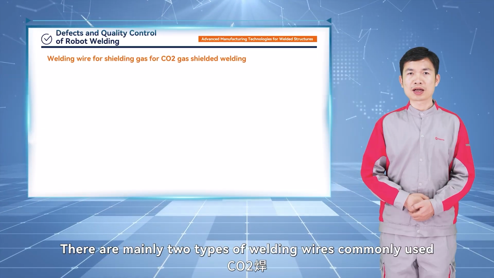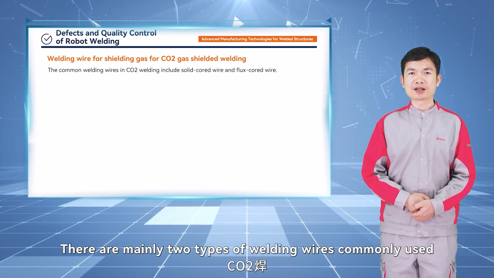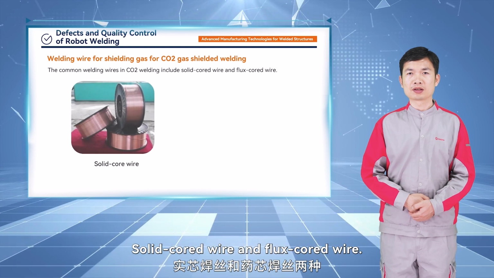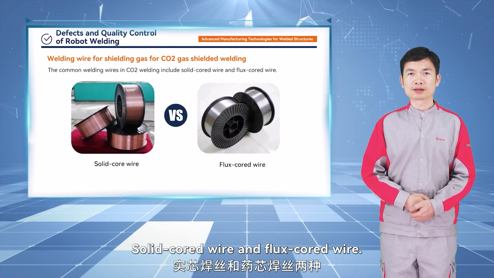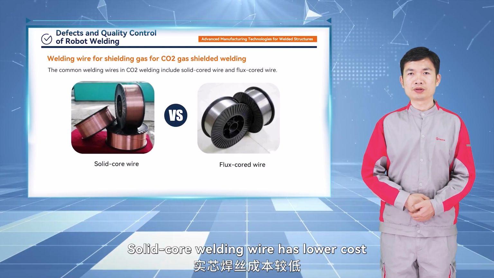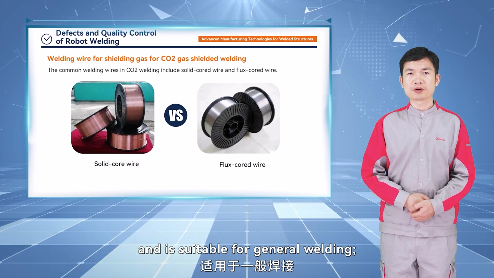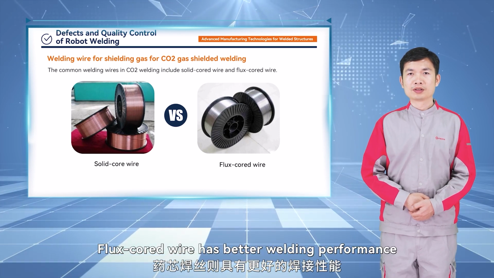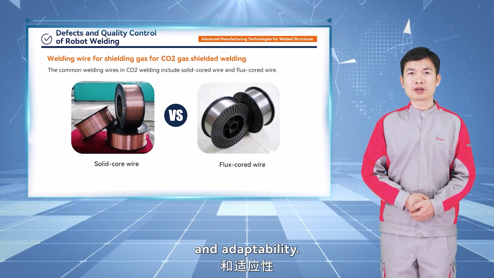There are mainly two types of welding wires commonly used in carbon dioxide welding: solid core wire and flux core wire. Solid core welding wire has lower cost and is suitable for general welding. Flux core wire has better welding performance and adaptability.